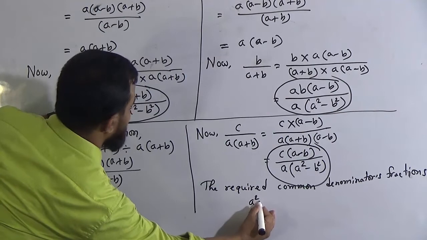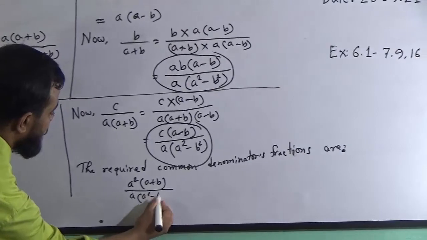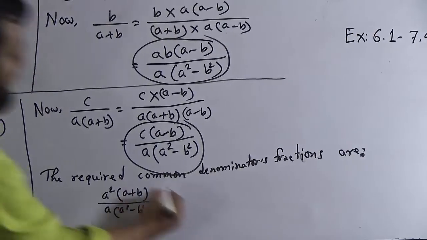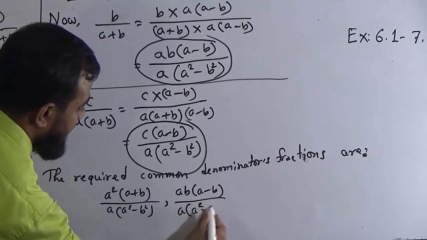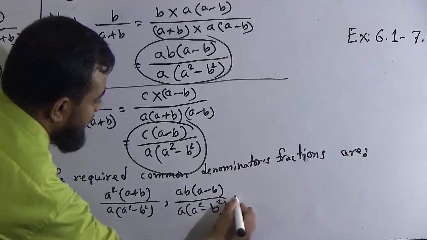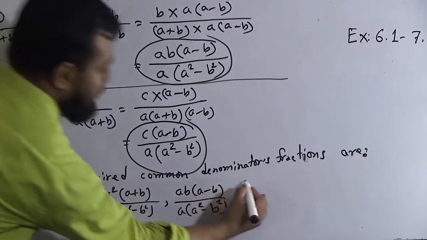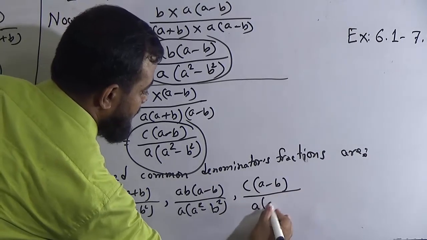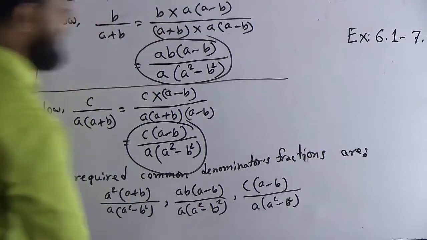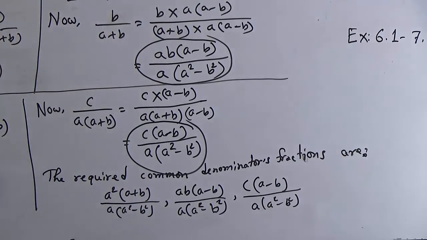It's a square into a plus b divided by a into a square minus b square, comma, the second fraction is ab into a minus b divided by a into a square minus b square, comma, the last one is c into a minus b divided by a into a square minus b square. Okay, this is our result. You can write down the answer here. And this is the process to form three or more fractions into common denominator fractions.